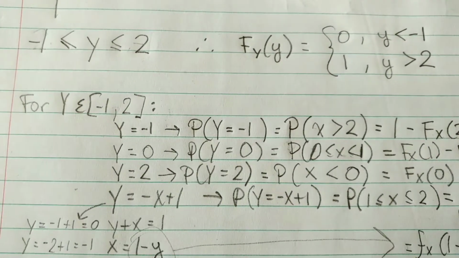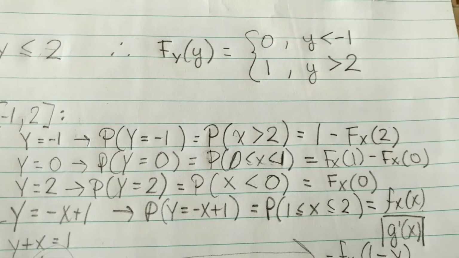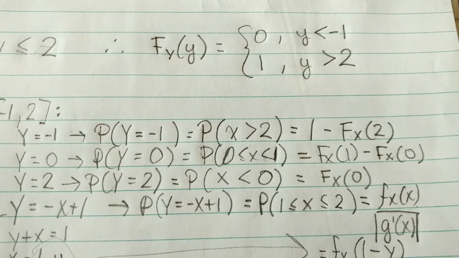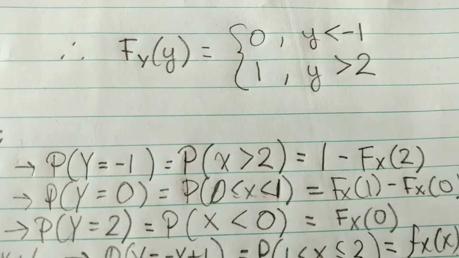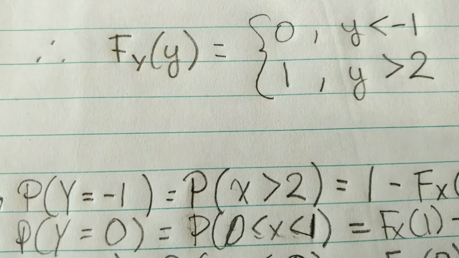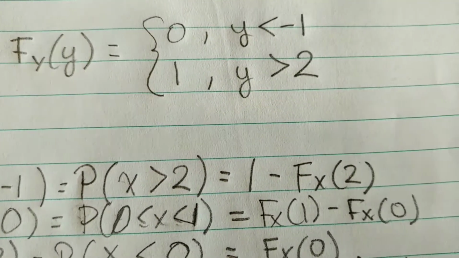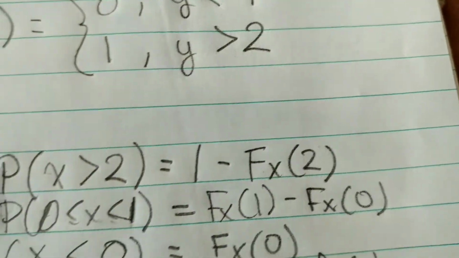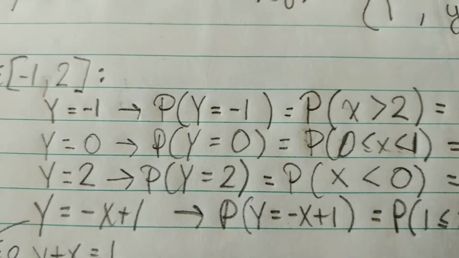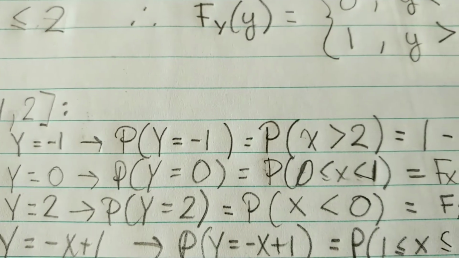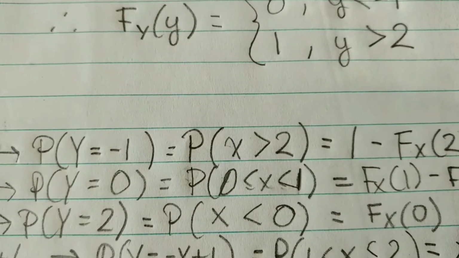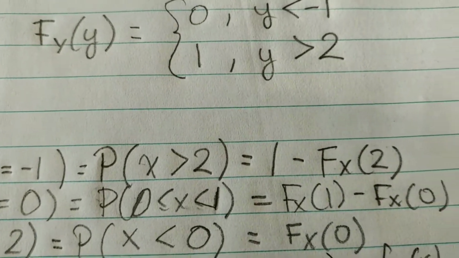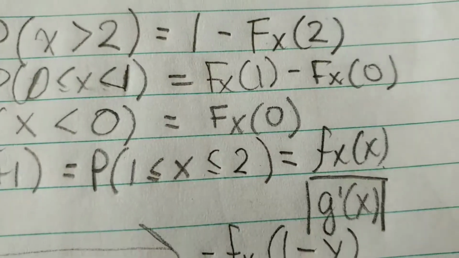And then for when Y is equal to 0, we have the probability of Y equaling 0 is equal to the probability of X ranging from 0 to 1. So again, you just do your upper bound minus your lower bound. And then for when Y is equal to 2, it's equal to the probability of when X is less than 0, so that's just F_X of 0.